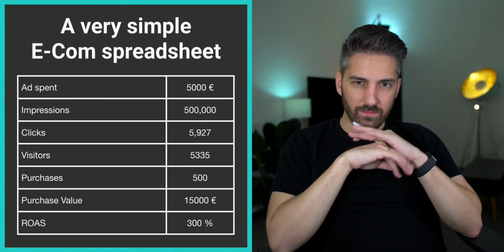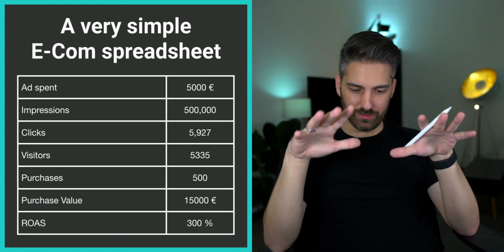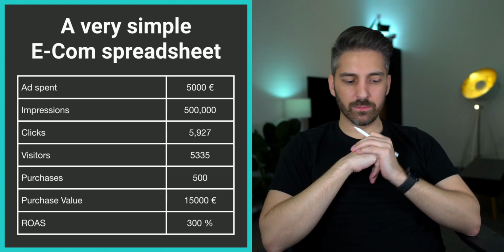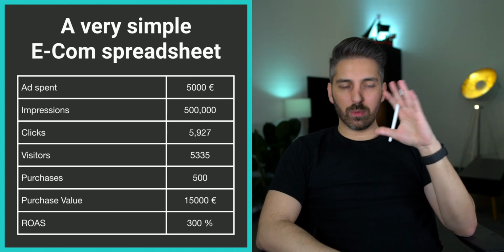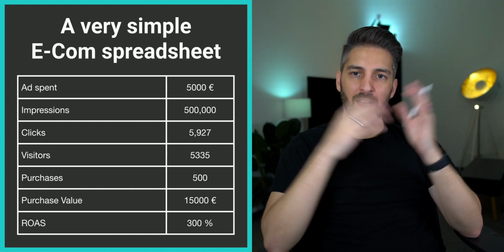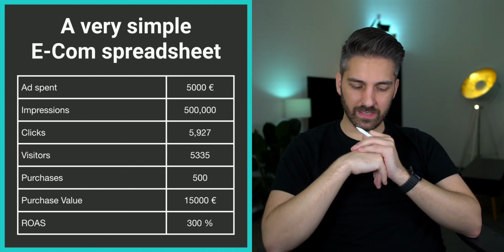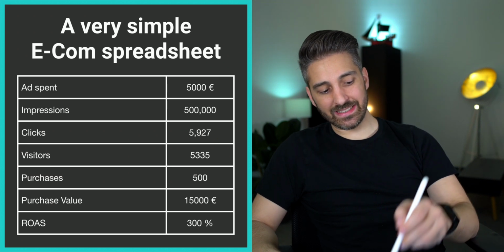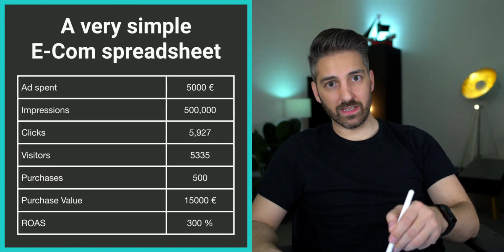So this is the very simple version. It's based on what we saw in the parts before. It's a very simple e-commerce spreadsheet. I want you to have this at the very minimum on a weekly basis. How much did you spend, let's say on ads? How many impressions did you get? How many clicks? How many visitors resulted out of those clicks?